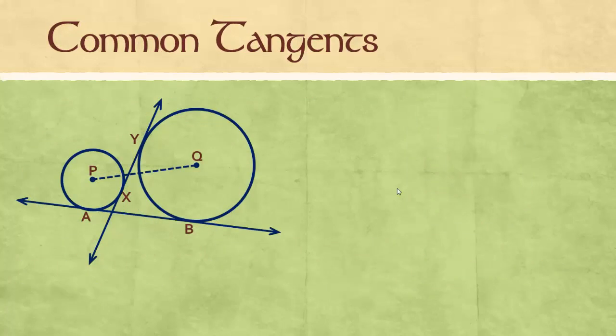Alright, now, some common tangents. Whoa, look at this mess. Okay, so we would say that PQ is the line of centers. PQ is, incidentally, the first and middle initial of your teacher, if you didn't know that already. So PQ is the line of centers. It connects the two centers of the two circles.